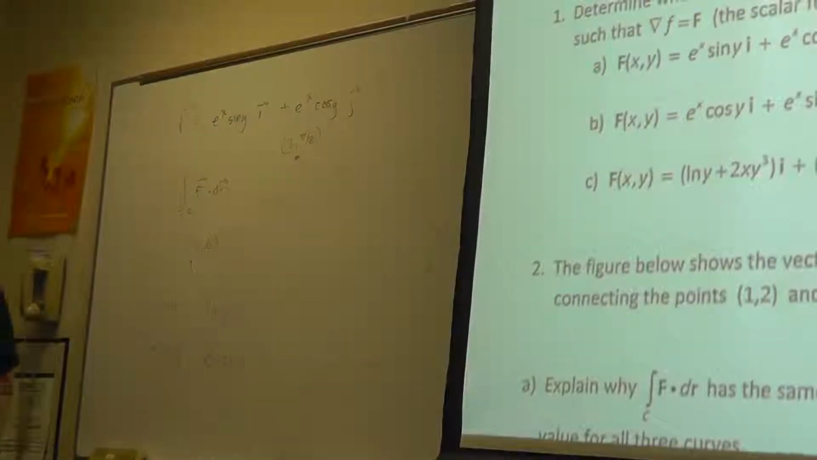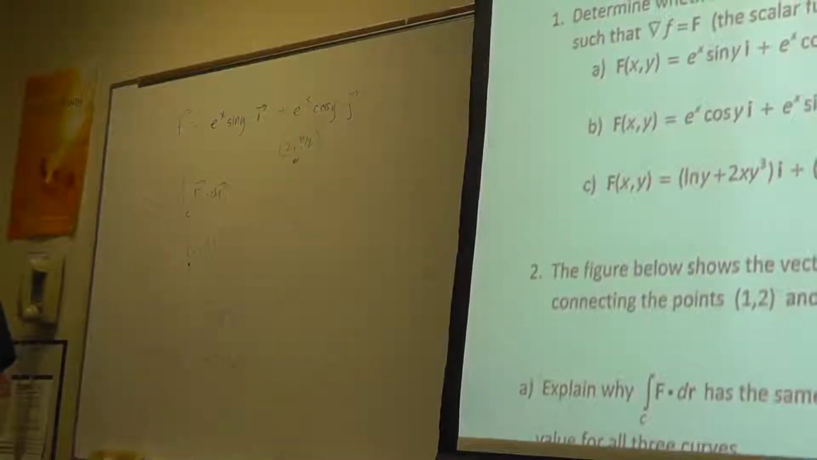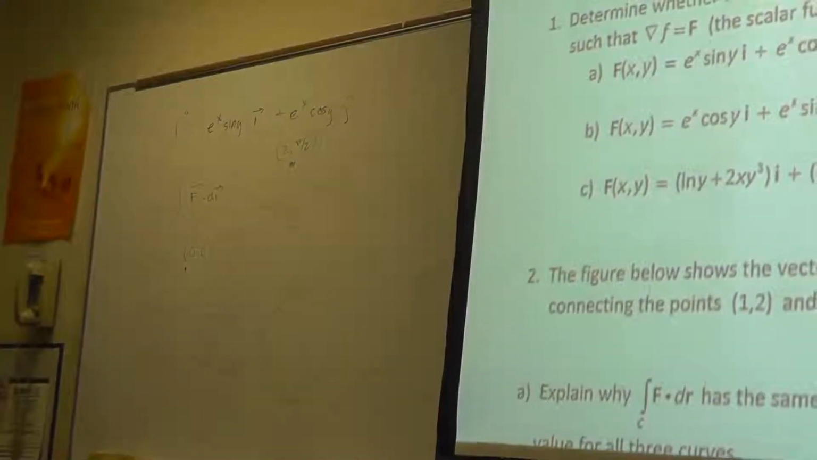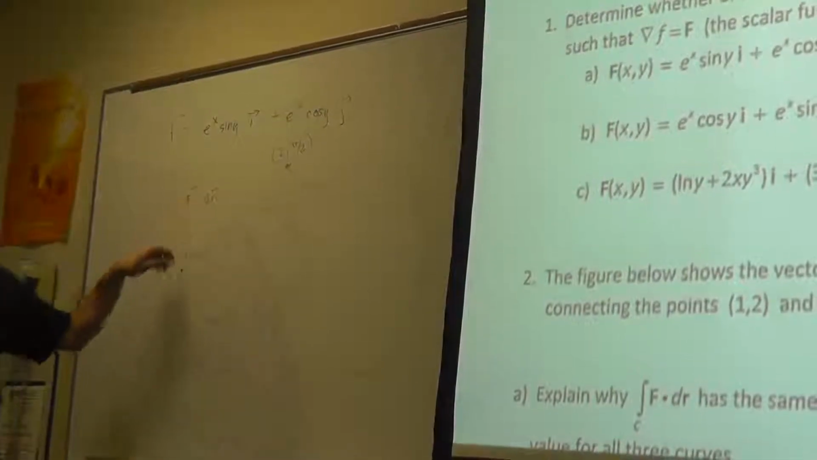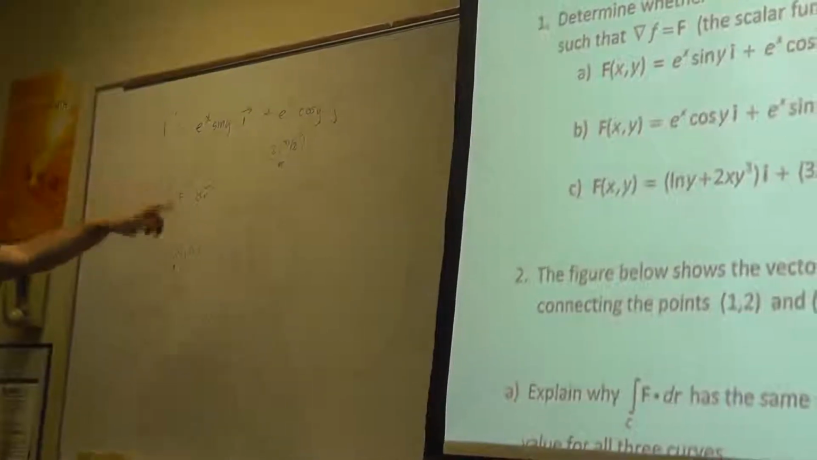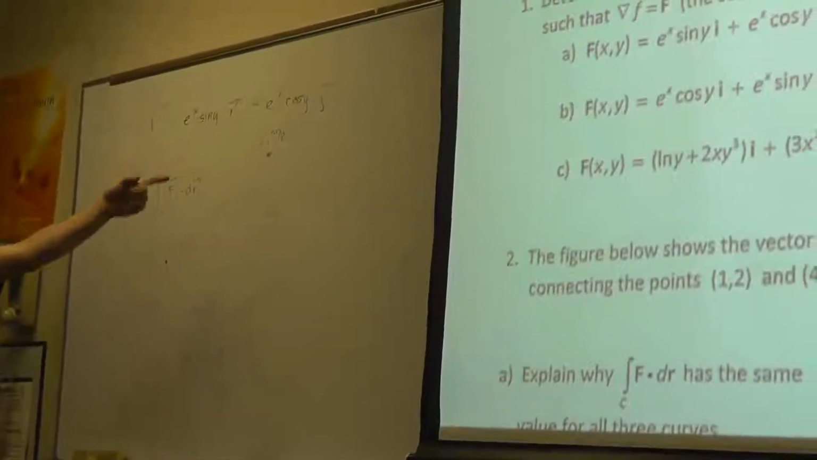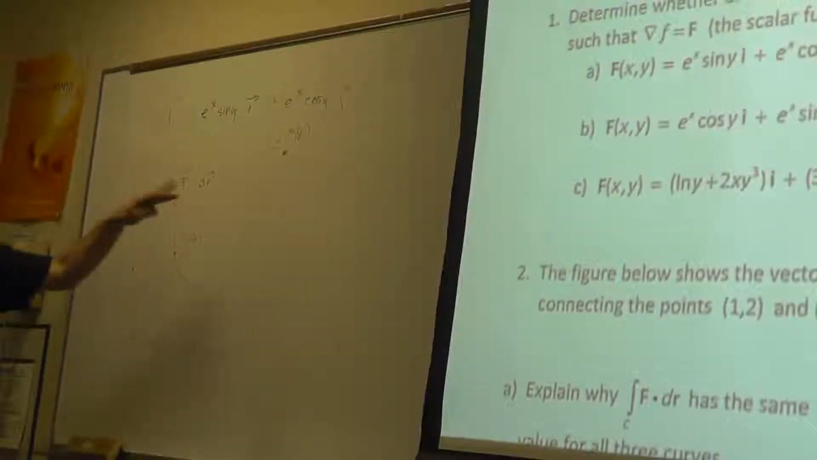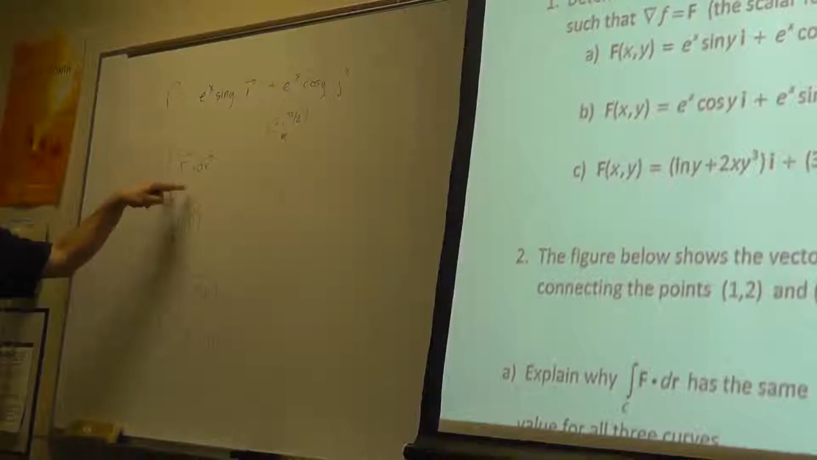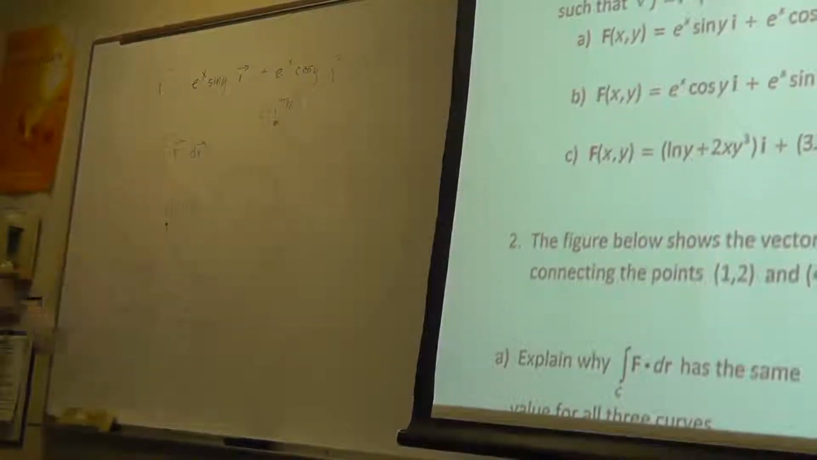Oh, well, yeah, e squared. That's it. Ta-da! So no matter what path you take, the straight line between those points, a crazy curve like this, a spiral that ends up at 2, pi over 2, any path you take from here to here, this work integral, this f dot dr integral, is always going to be the same value of e squared.